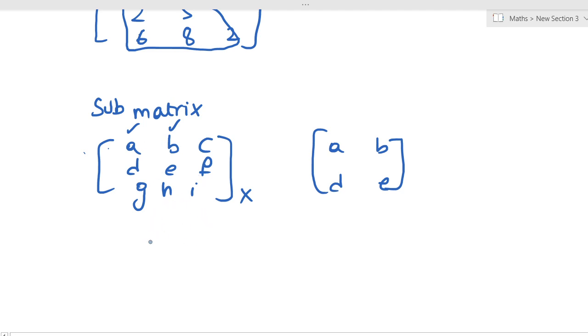And another example could be, I want to delete only the first column, then I take the second and third columns: B, E, H, C, F, I.